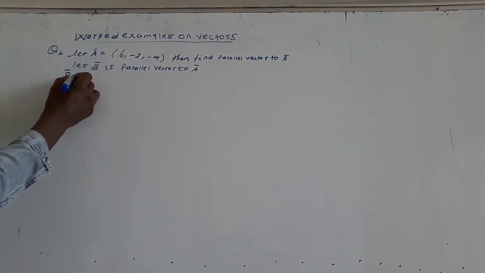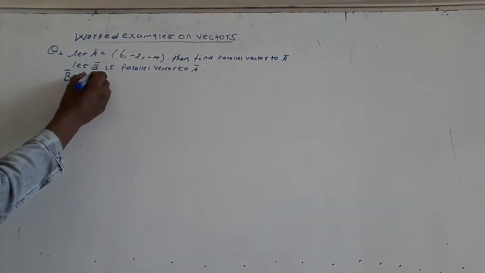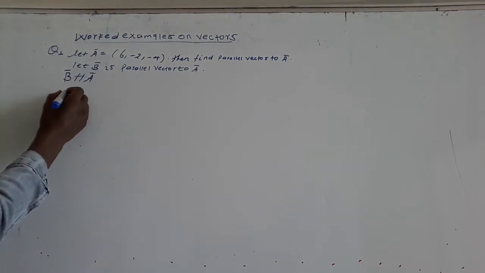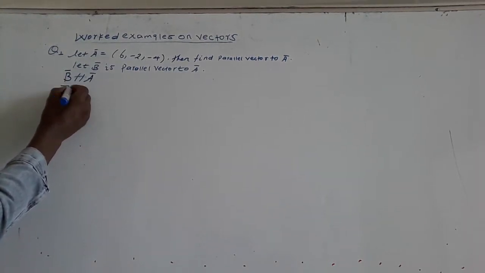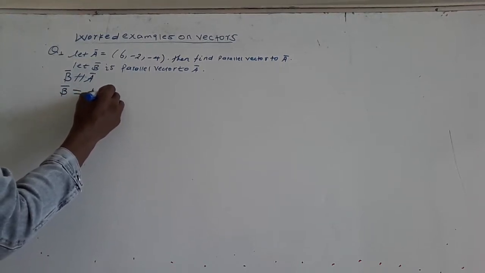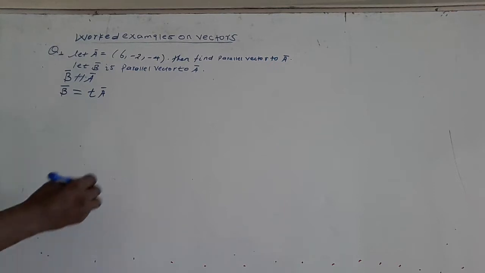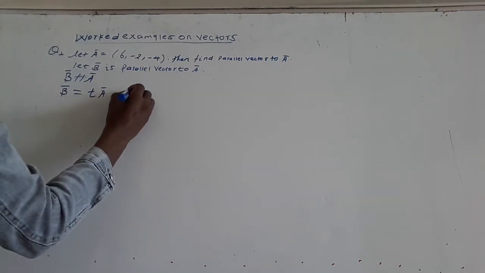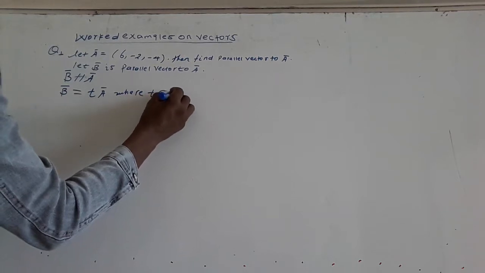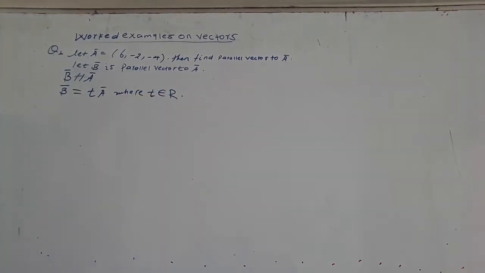If vector B is parallel with vector A, this means vector B equals a scalar multiple of vector A, where t is an element of the real numbers. You see, real number.